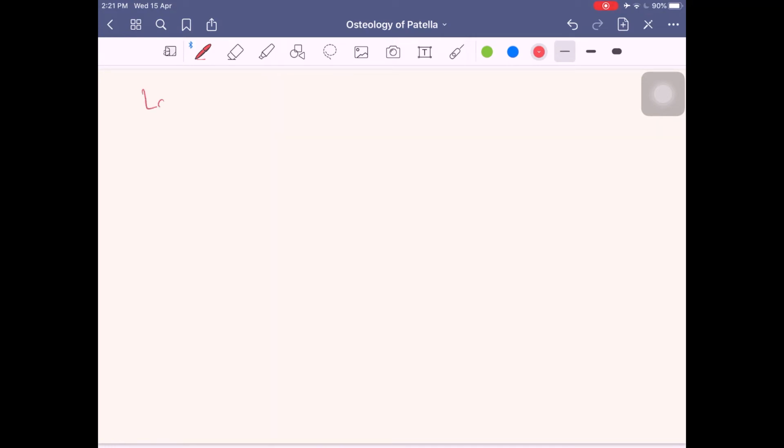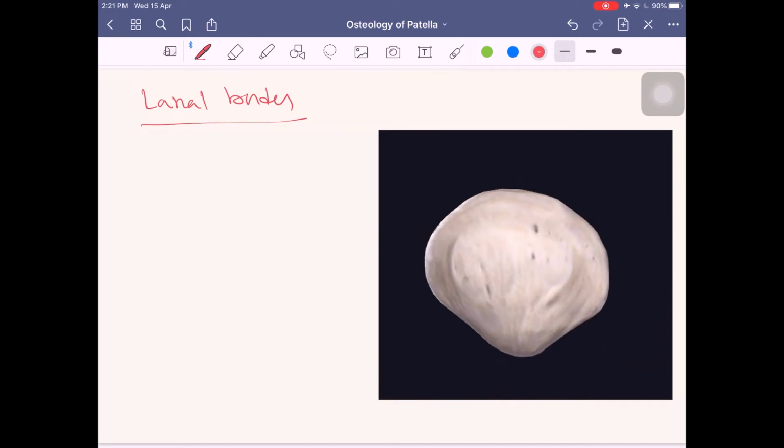Now let us talk about the lateral border of the patella. Here we are calling this the lateral border. This lateral border gives attachment to your vastus lateralis. We saw its origin in the previous class. The attachment is to the upper one-third, so vastus lateralis attaches to the upper one-third of the lateral border.